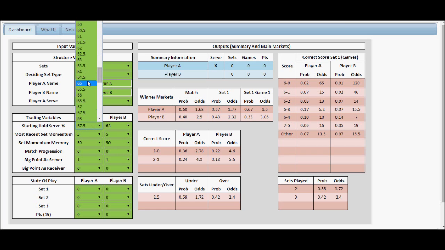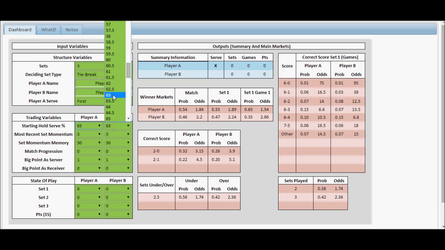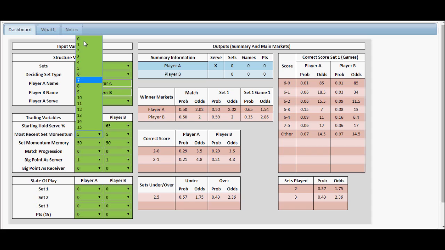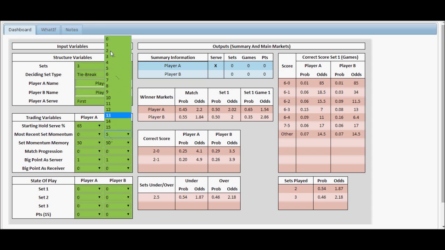Just to illustrate this then, so if I go back to 65v65, I'm going to set this most recent set momentum to 0, which basically means that all the sets are just played pretty much the same. So because every player is 50% to win every set, then the chances of a 2-0 is just 50% times 50%, which is 25%, as you can see here.